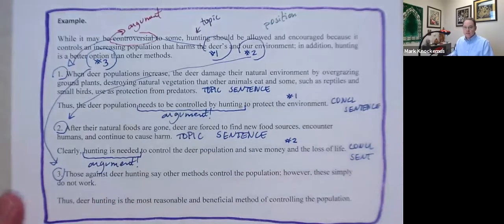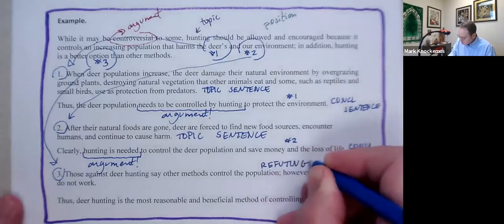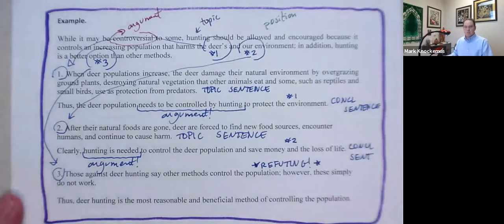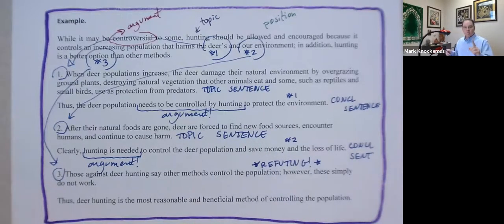Number 3, those against deer hunting say other methods control the population. However, these simply do not work. Do you remember from the lecture videos earlier? What do we have here? Here I'm going in and I'm refuting the opposition. You want to do this in at least one body paragraph. You could do it in 2 or even 3, and it doesn't have to be the third. It could be the first or second, but you want to do this in your paper at least once. Why? Because this is how I convince someone that their position is wrong and that mine is right.